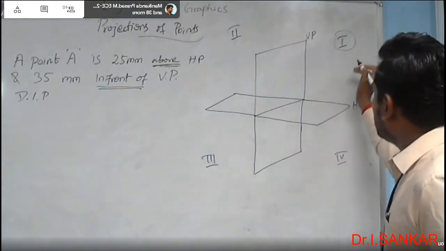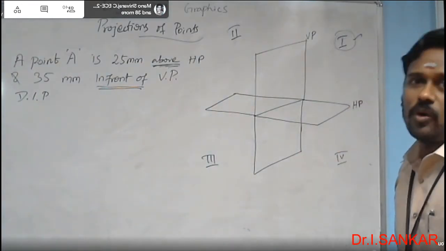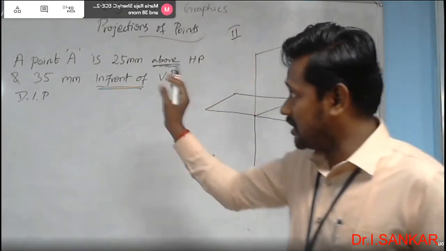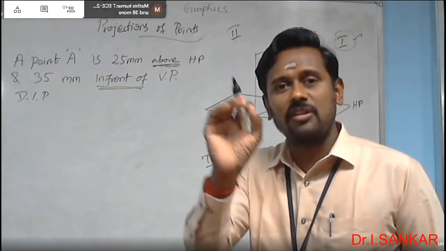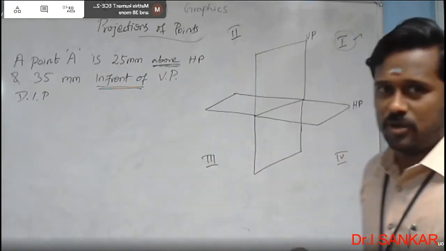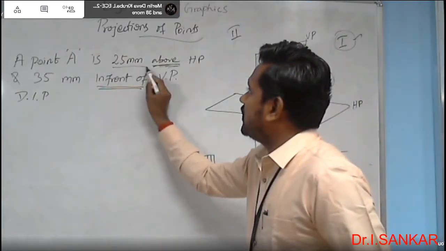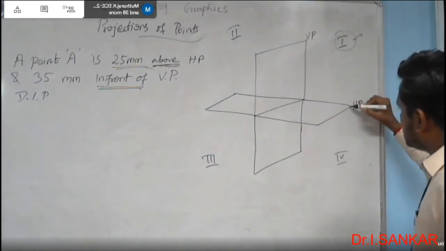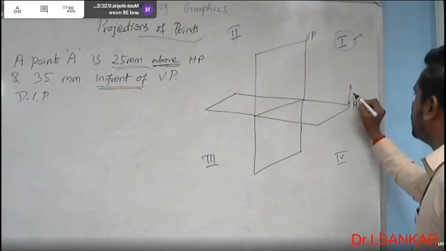So now I have finalized that the point is located in the first quadrant. This is the first thing in solving projection of points: first, you have to identify in which quadrant the point exists. Right, in the first quadrant. And then, where in the first quadrant? 25 mm above the horizontal plane. This is actually the horizontal plane. 25 mm above the horizontal plane.